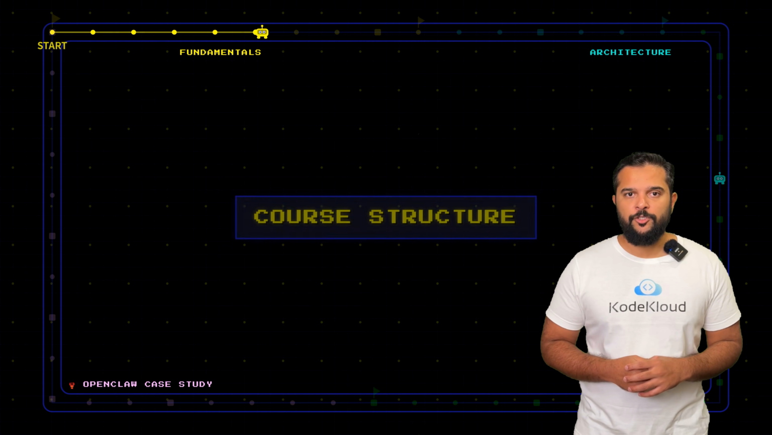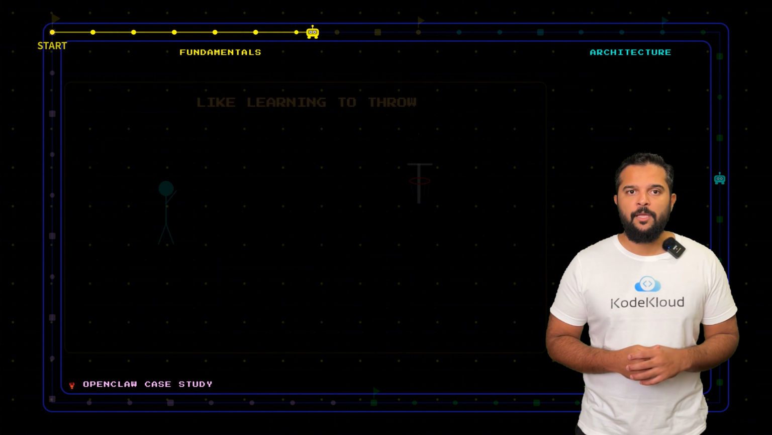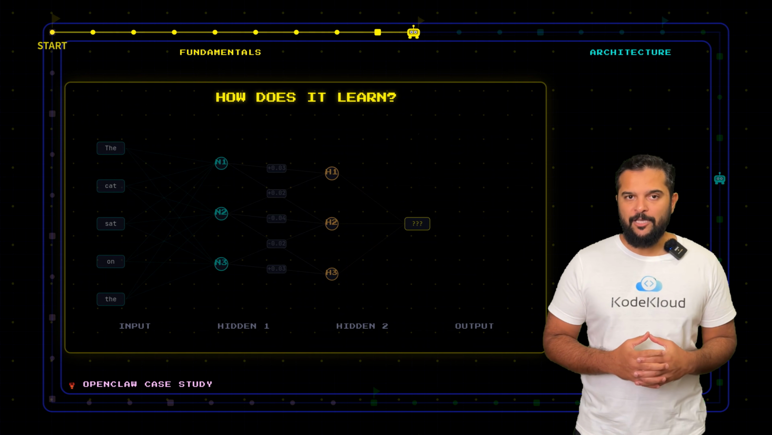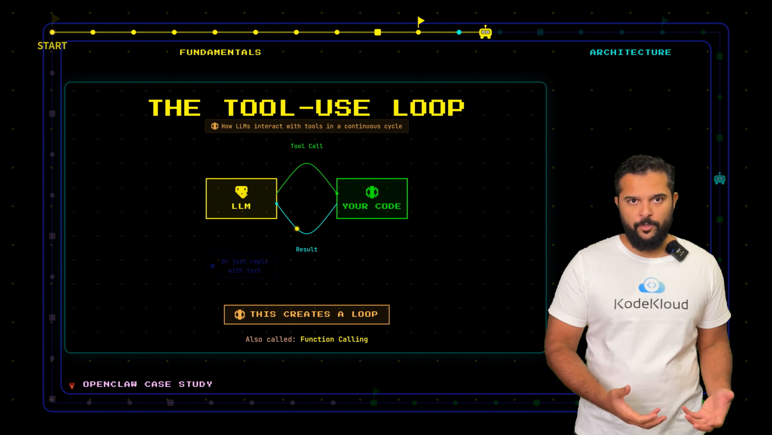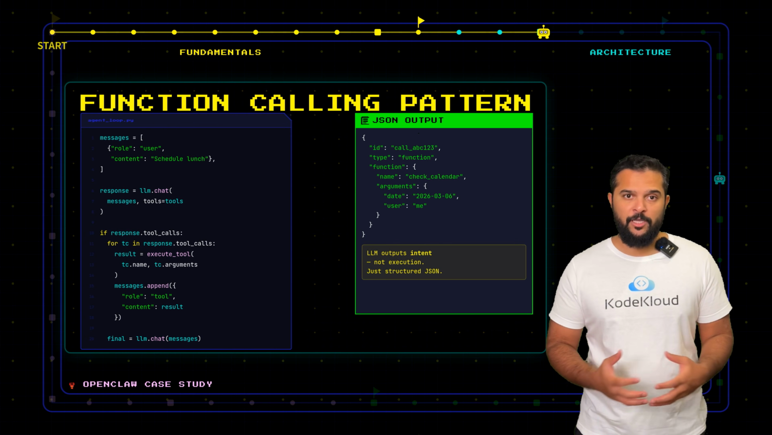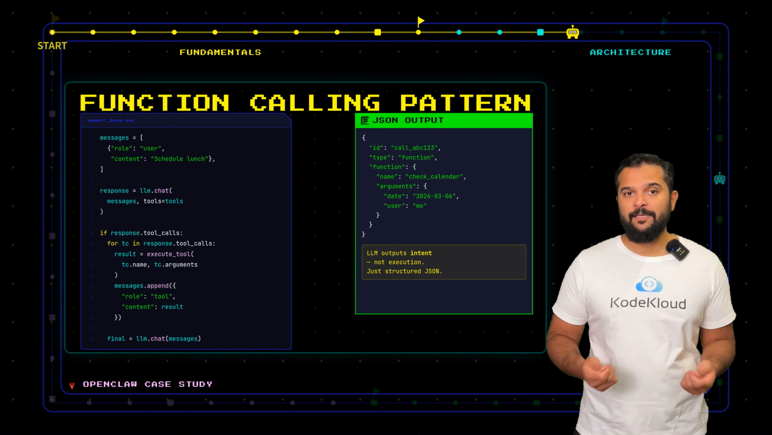Here's how the course is structured. We start with fundamentals, the building blocks of AI. You'll learn what ChatGPT actually is, how large language models work, what tokens and tokenization mean, how temperature and sampling shape responses, and how to write effective prompts.